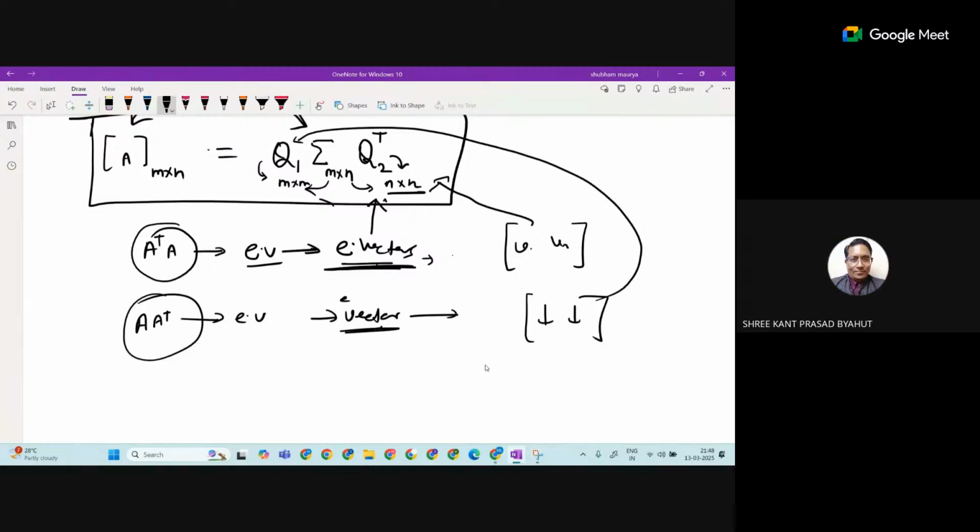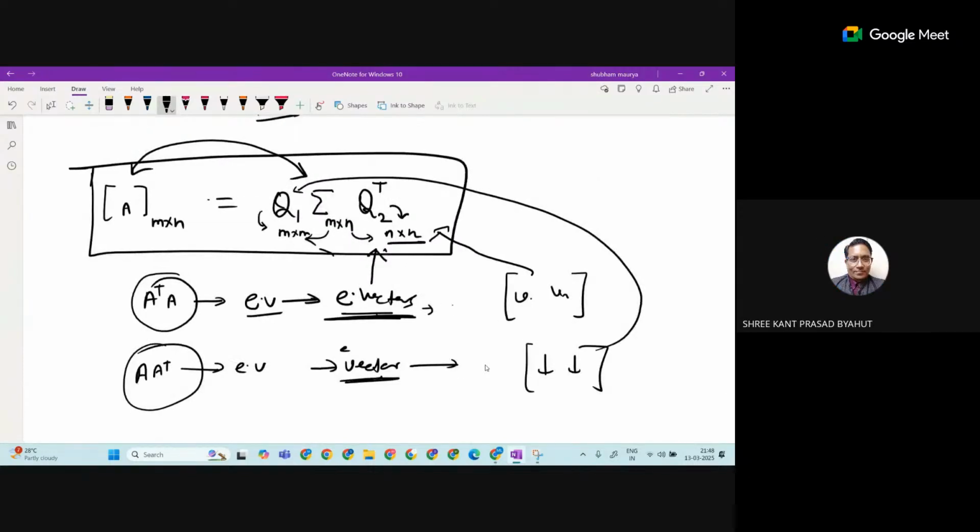But my question is, in what case should we use A transpose A, and in what case A A transpose? If the matrix is broader, then use A A transpose, because that will be the smaller dimension. If the matrix is taller, then use A transpose A. You can do either one, but one will be easier. Whichever is easier, you can follow that. That's all.